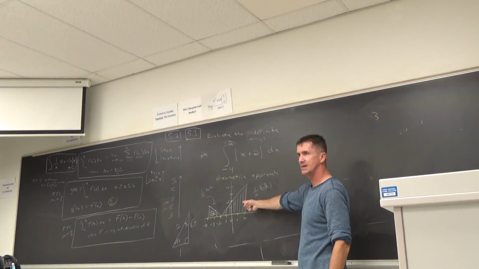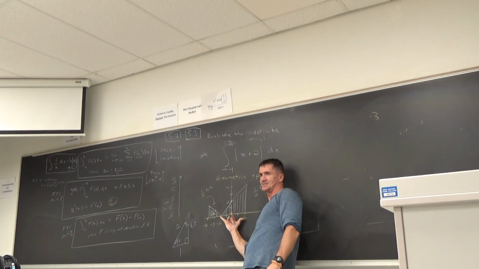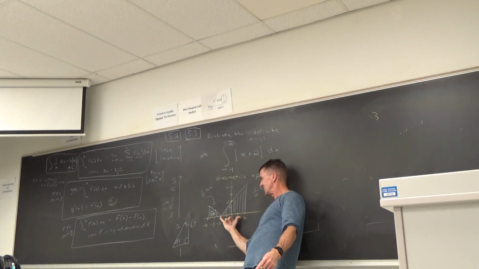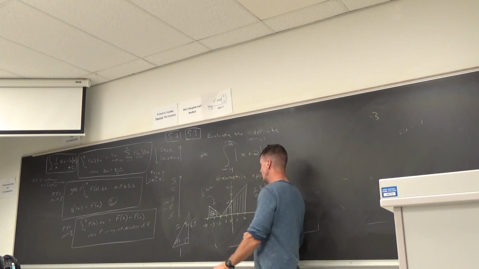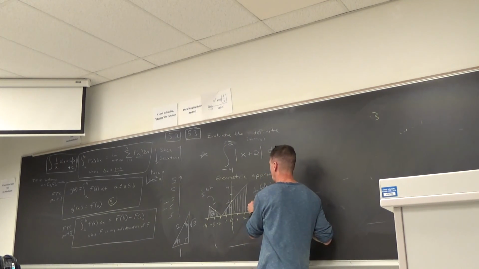Okay, what's that area? Be careful. Look at that base. Look how far it is. How far is it? -2 to 2. So that's 4. 1/2 of 4.